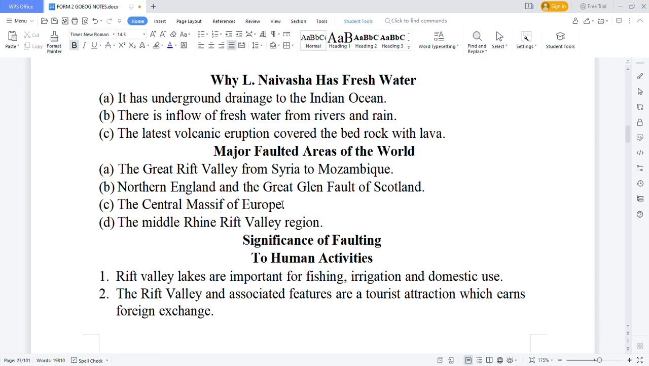So we have major faulted areas of the world. What are the major faulted areas of the world? Number 1, the Great Rift Valley from Syria to Mozambique. Number 2, Northern England and the Great Glen Fault of Scotland. Number 3, the Central Massif of Europe. Then you have the Middle Rhine Rift Valley region.